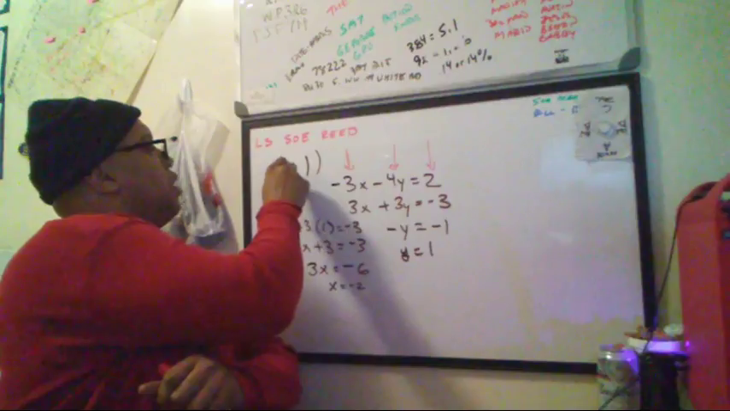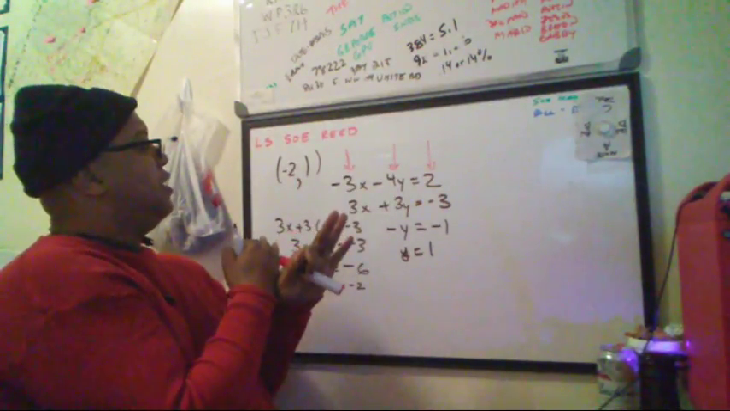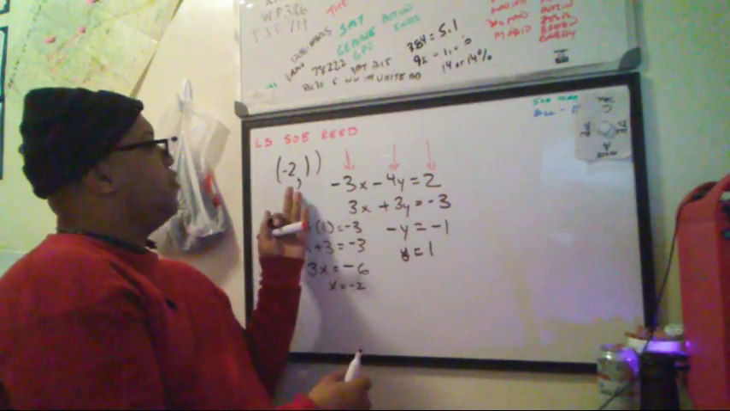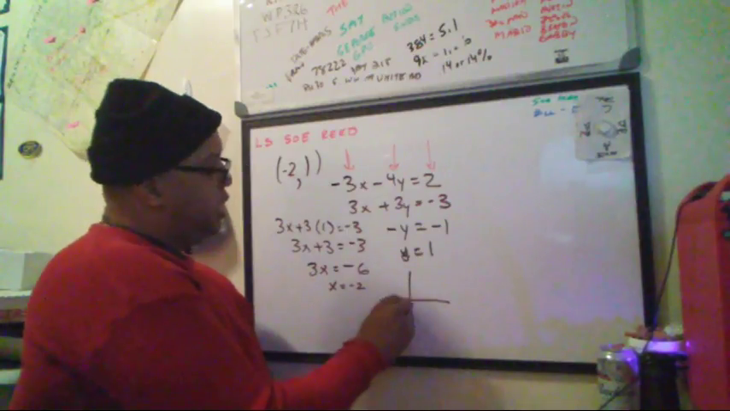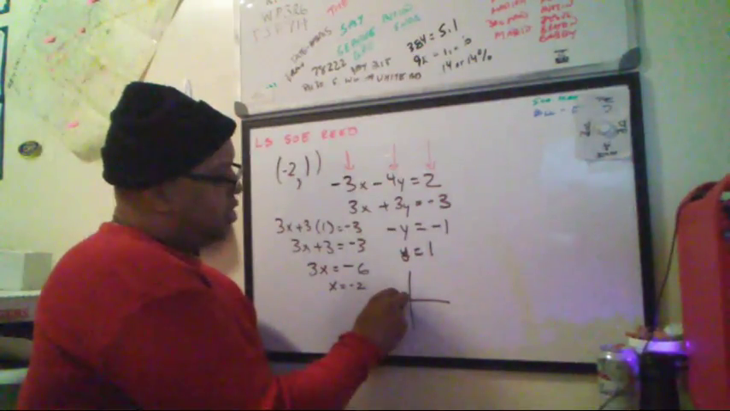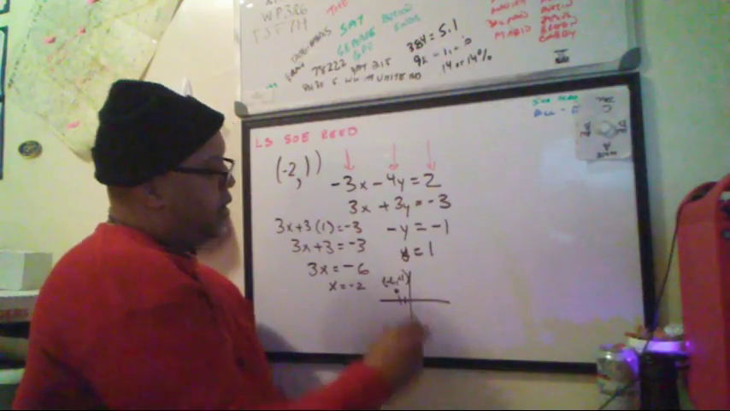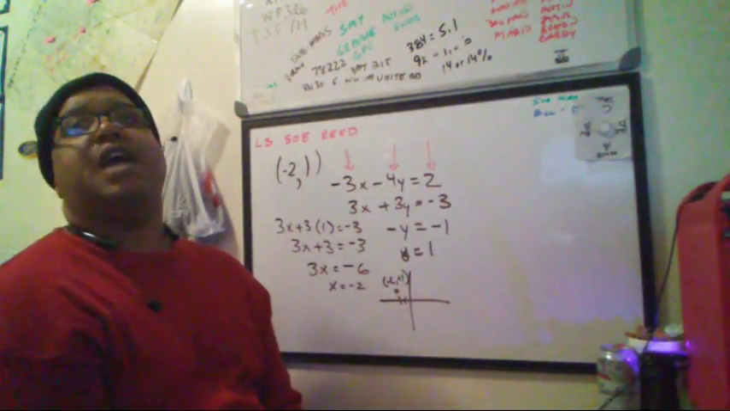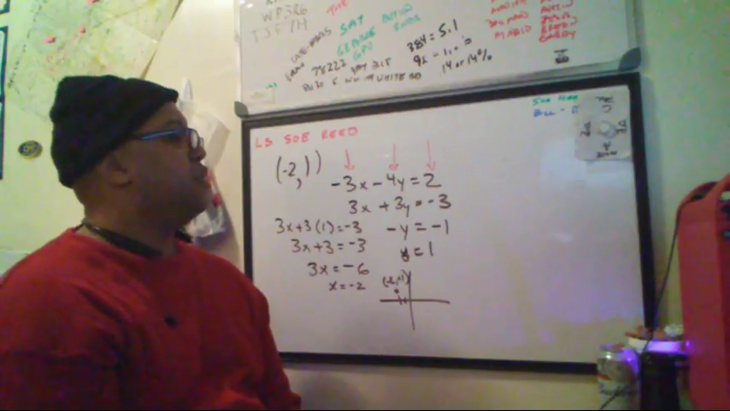So these two lines cross each other or intersect at negative 2 and 1, which if we looked at our Cartesian coordinate plane, negative 2, positive 1. All right. Was that clear, guys? Type in clear if you guys understood what I just did.